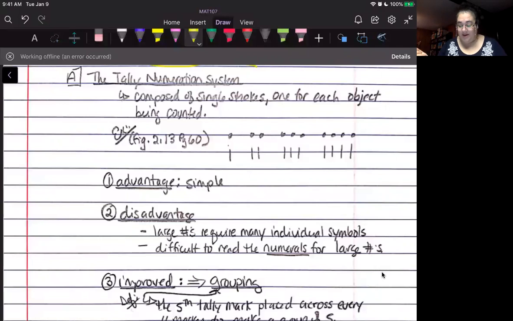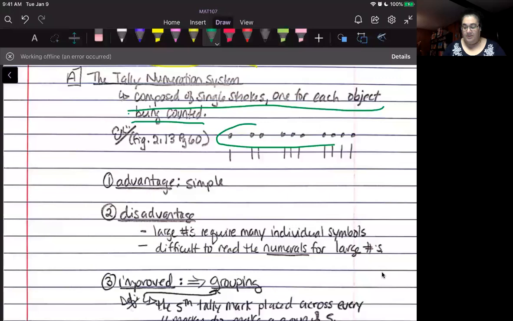But we teach the tally system as a way to bridge into place value, and have them understand what that means, and also to bridge into the discussion of tens and ones and hundreds. Okay, so the tally enumeration system, here is what it is. It is composed of single strokes, one for each object that's being counted. You can think of it as two different sets. We have the set of the objects that are being counted, and we have the set of the tallies that are being used to represent each of the objects. You'll notice that these two sets have one-to-one correspondence. So they are indeed equivalent sets, right?